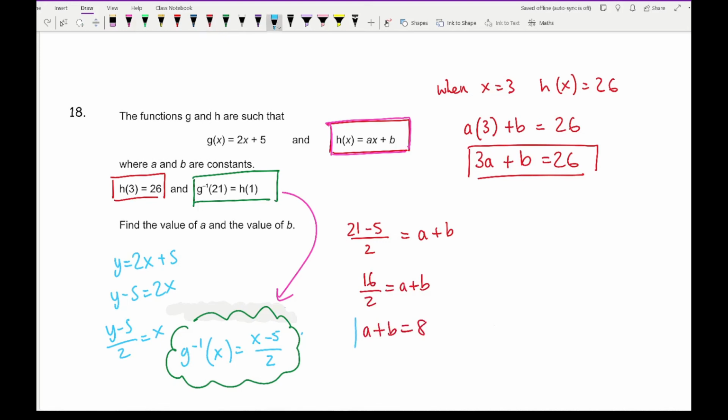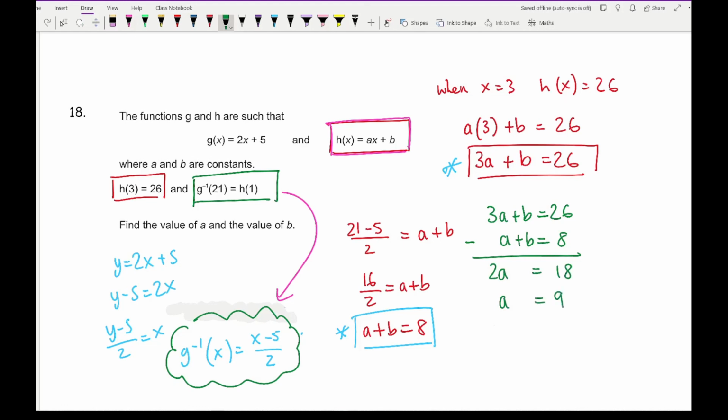Now what you should notice is that using these two things here, it becomes a simultaneous equation. So I've got 3a plus b equals 26, and I've got a plus b equals 8. As you can see, my b's are the same and they're both the same sign, so I take away the two equations, in which I get 2a equals 26 take away 8, which is 18, so a equals 9. Now if a equals 9, using a plus b equals 8, I get 9 plus b equals 8, so b equals minus 1. And there are my two answers for a and b.